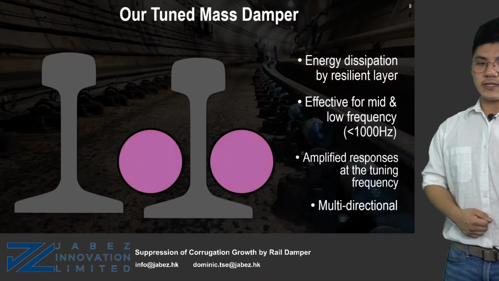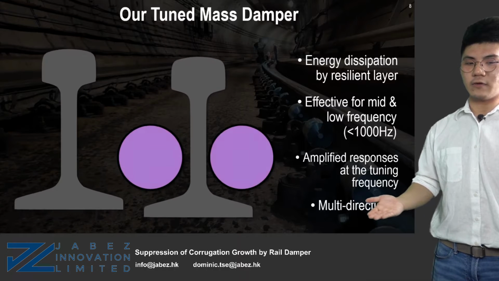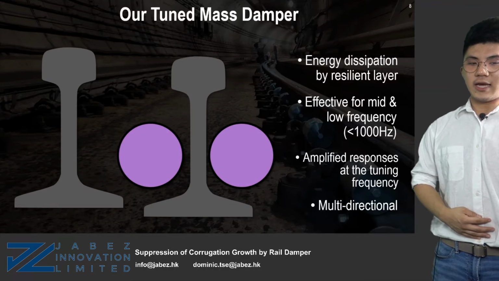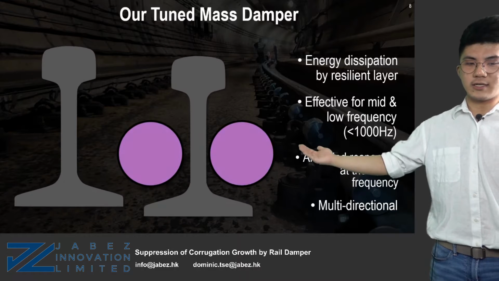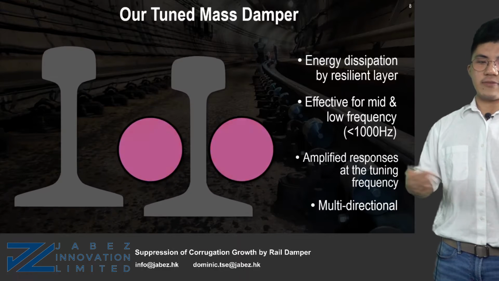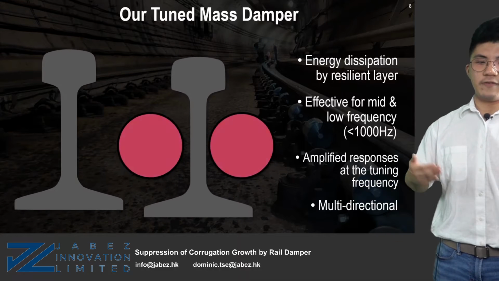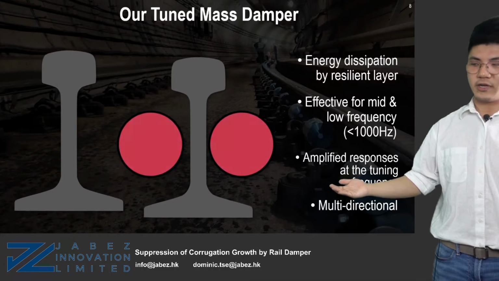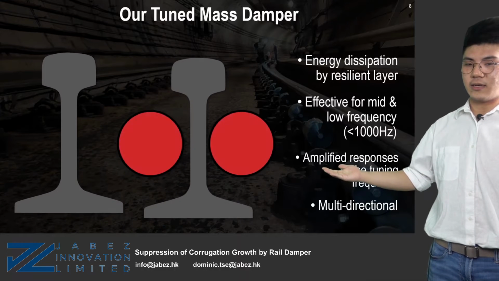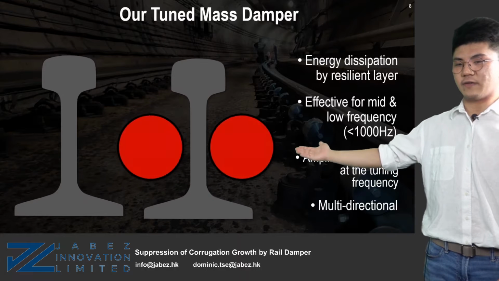Our rail damper adopts the two-mass damping mechanism with a targeted frequency below 1 kHz. The vibration energy of the rail is transferred to the oscillator and dissipated by the resilient layer. The amplified vibration at the tuning frequency achieves high energy dissipation. It can dissipate both the vertical and lateral rail vibration. And you can observe that the oscillator has a much higher vibrating amplitude than that of the rail.